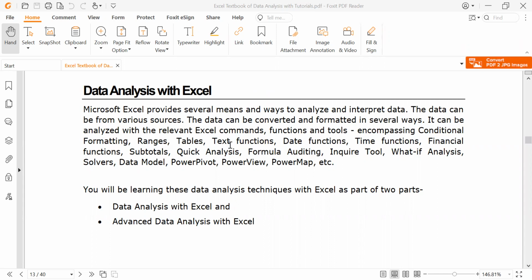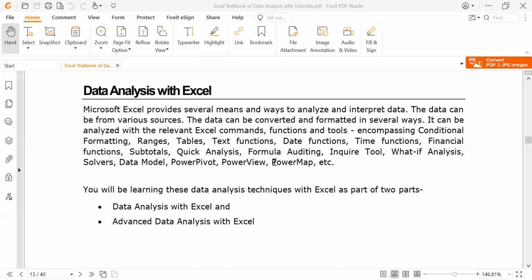So Microsoft Excel is so powerful, and the name, Excel, actually makes sense. It speaks to what it does. When you use it, you excel. Actually, the name speaks a lot about it. So it provides several means and ways to analyze and interpret your data. The data can be from various sources. Data can be converted and formatted in several ways. It can be analyzed with the relevant Excel commands. Excel has so many functions and tools that you can use.